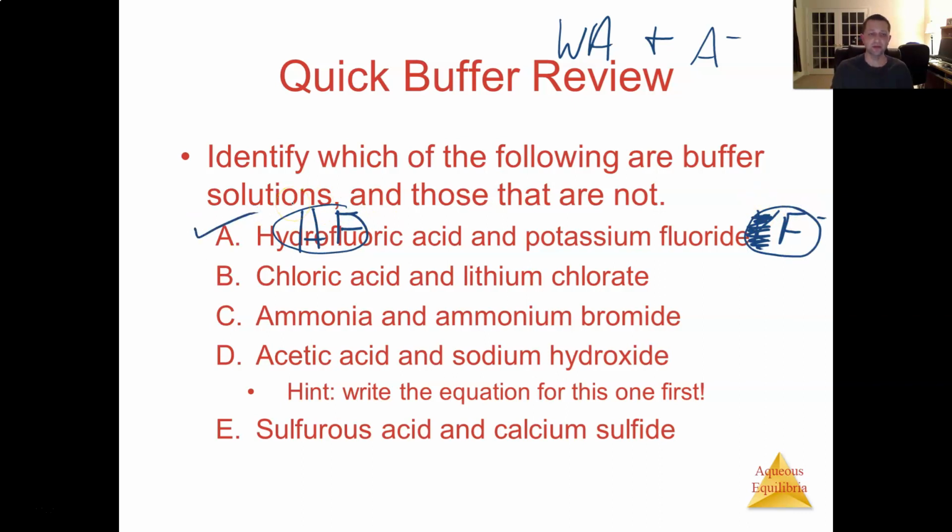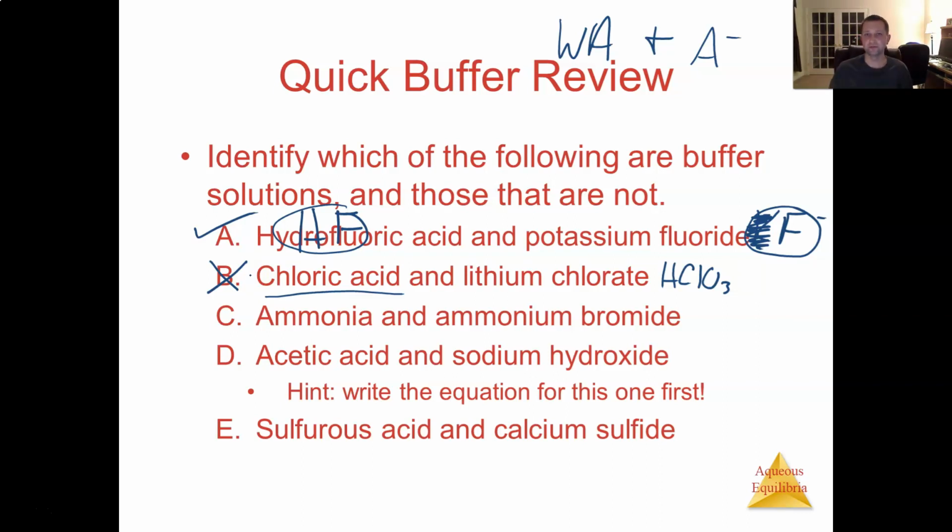Take a look at letter B. First thing I see is chloric acid. I write the formula for that. That's HClO3. And automatically my brain goes to strong acid. All right. So chloric acid is one of our 7 strong acids. So it's not a buffer solution, because a buffer needs a weak acid and its conjugate base.